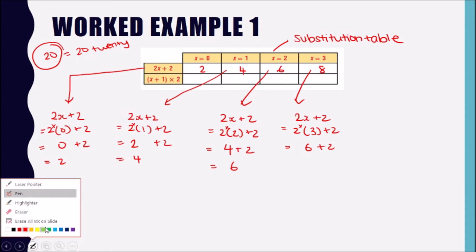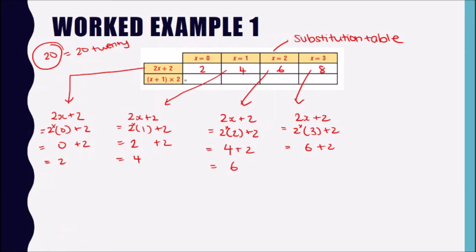So now I'm going to fill out the next row in green. I'm feeling a bit Christmassy. So let's fill out the first one here. The equation is x plus 1 times 2, but x equals 0 for this one. So we're going to put 0 plus 1 times 2. So that 0 plus 1 is 1 times 2, which equals 2. So we know this one's 2 as well.